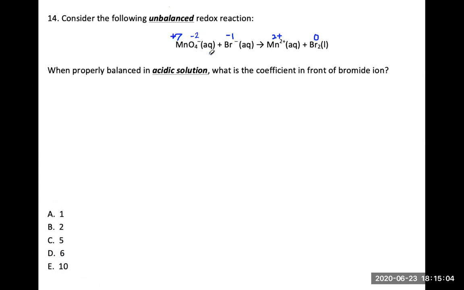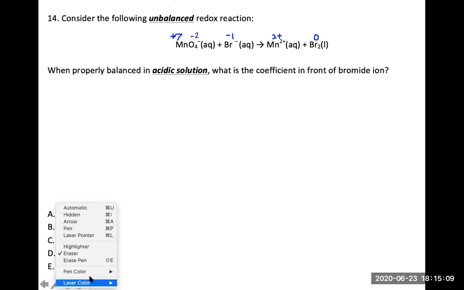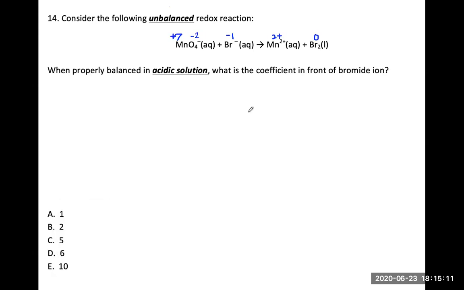Okay, so then we can look for what's changing. We can see that the manganese and the bromine are changing their oxidation states. So let's go ahead and write the half reactions for those. I have MnO4 minus becoming Mn2 plus. And I have Br minus becoming Br2.